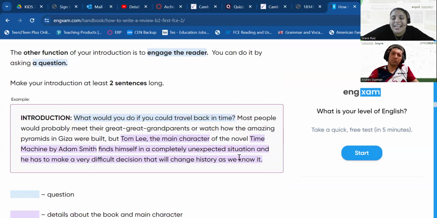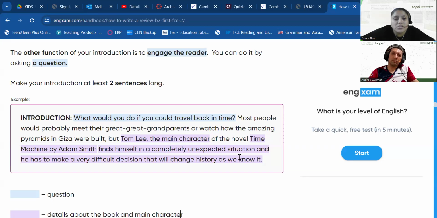Your introduction cannot be too long. No es como que un essay que, bueno, you have to make it all pretty, and the introduction is usually very long. No. In the introduction, you have 2 sentences. Yeah, that's it. Done. For example, what would you do if you could travel back in time? Most people would probably meet their great-great-grandparents and watch how the amazing pyramids of Giza were built, but Tom Lee, the main character of the novel, Time Machine by Adam Smith, finds himself in a completely unexpected situation, and he has to make a very difficult decision that will change history as we know it. Y ahí ya tenemos la introduction.